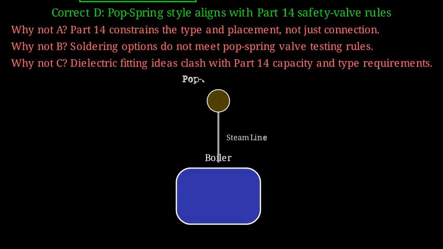To reinforce the idea, let's sketch a simple boiler and pop spring valve. Here is the boiler body. We draw the pipe that carries steam up. Now we add a pop spring safety valve, which releases pressure automatically when it opens. This visual reminds us that pop spring types are the ones that satisfy Part 14 requirements.